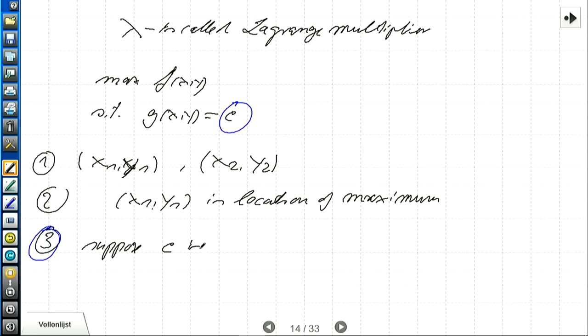Suppose C is increased, changed, altered by some delta C, which means the new C is C plus delta C. And then we ask, approximate the value of the solution. So the first question is, what is the value of the solution?